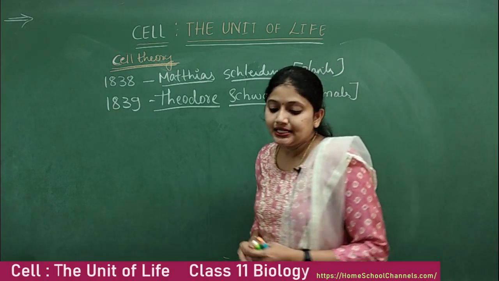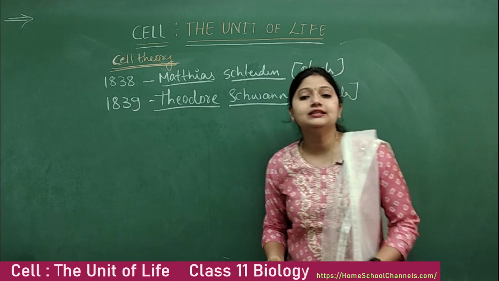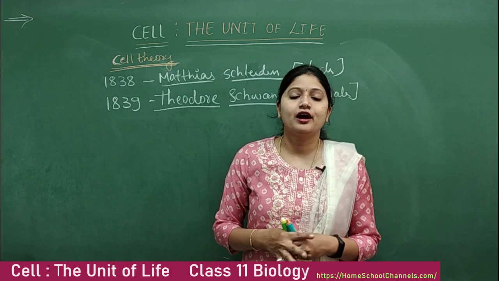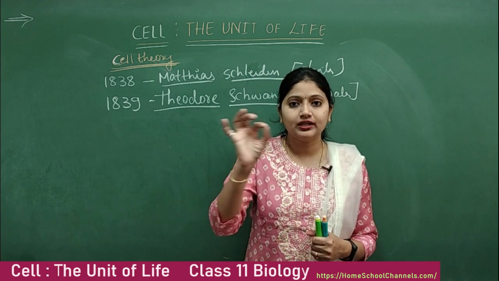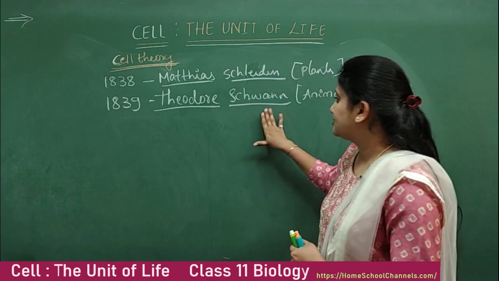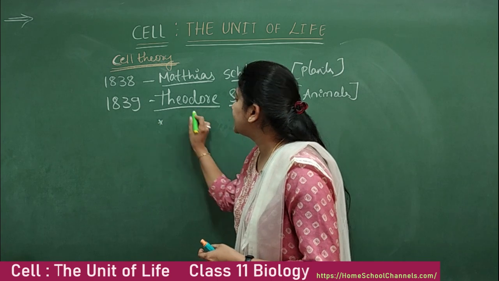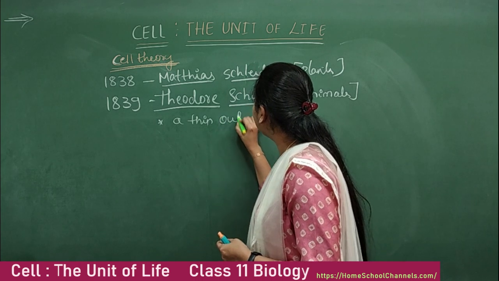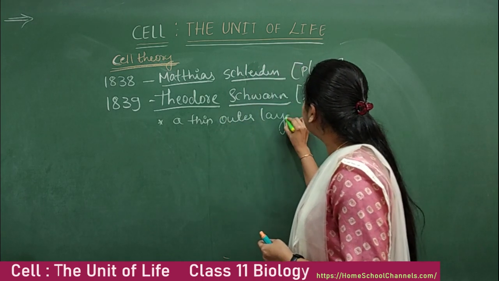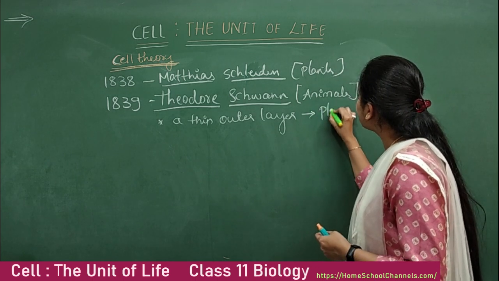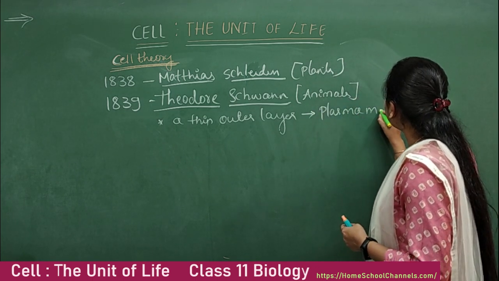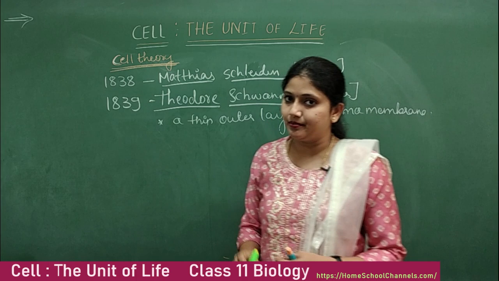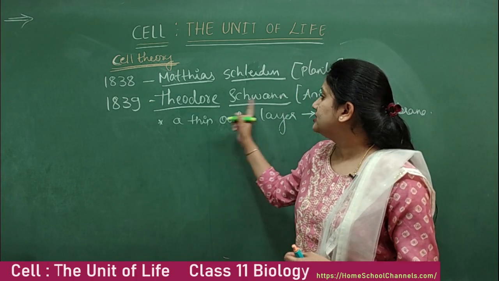Here Schwann is telling that all the cells of animals, or in general all the cells, have a thin outer layer, which is today called the plasma membrane. So this is the first finding of Schwann.